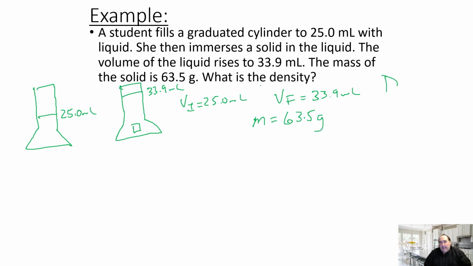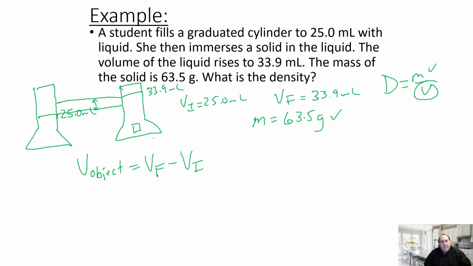So if we think about density here, which is our mass over volume, we have the mass. We do need to find the volume. So this is, again, a displacement situation. So we want the difference there. The volume of our object is going to be our final volume minus our initial volume. And our final volume here of 33.9 minus our initial of 25.0, when we do that, 33.9 minus 25, is going to give us 8.9 milliliters.